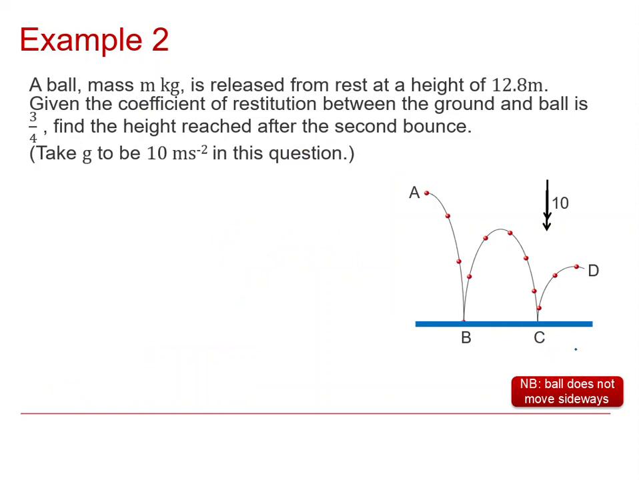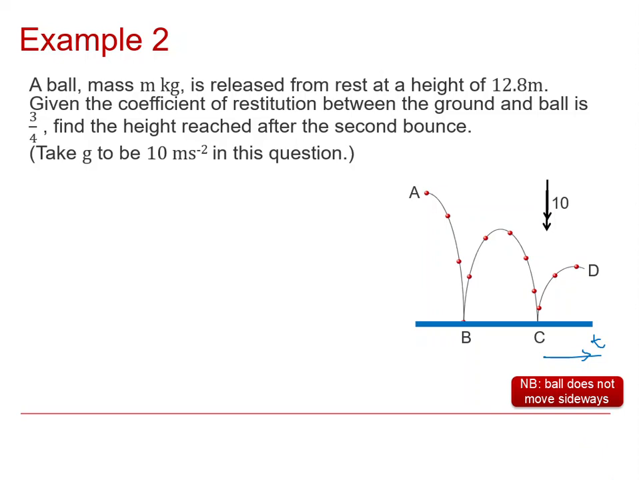Now that diagram is actually meant to represent, with the horizontal axis as a time axis, a trace of what the ball's doing. It's actually moving up and down vertically. So although the picture might suggest it's moving sideways, that's not the case, because this is actually a time axis.